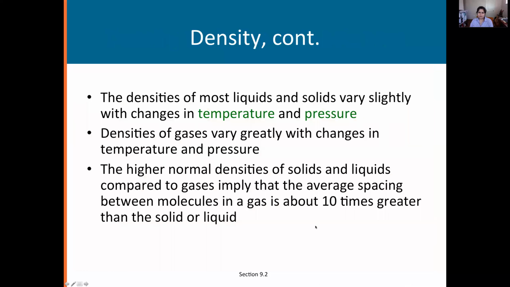Density of most liquids and solids varies slightly with temperature and pressure. For gases, it varies quite a lot with temperature and pressure. So the higher normal densities of solids and liquids compared to gases implies that the average spacing between molecules in a gas is about 10 times greater than in the solid or the liquid. So we said that earlier, that the gas is largely empty space.